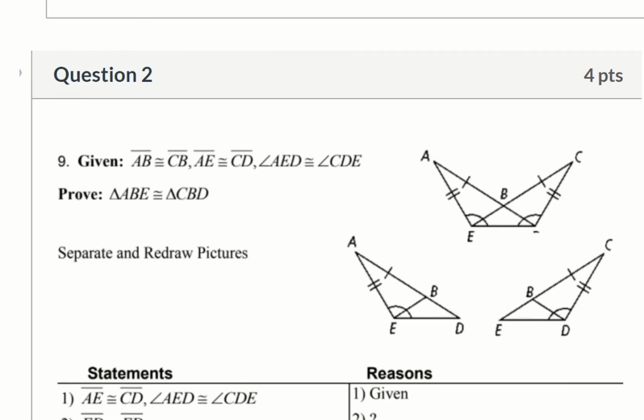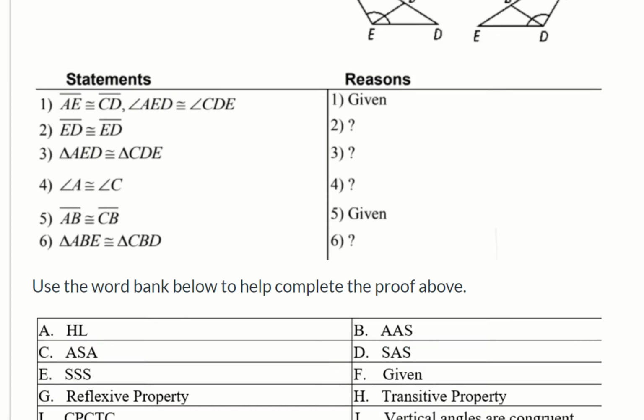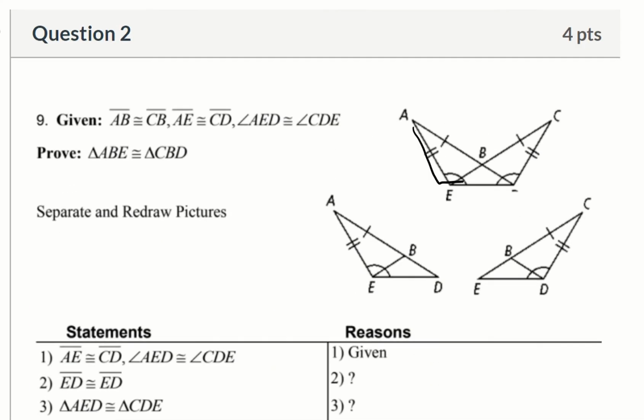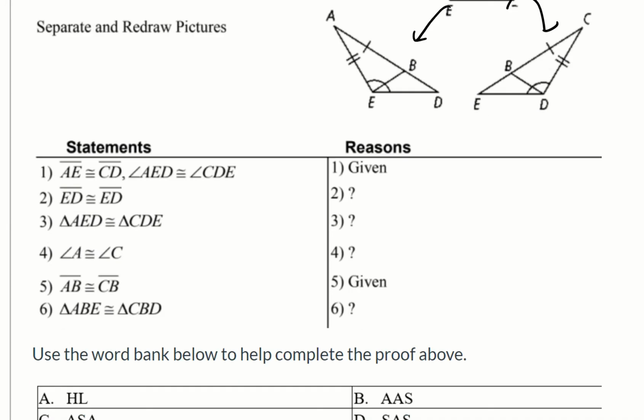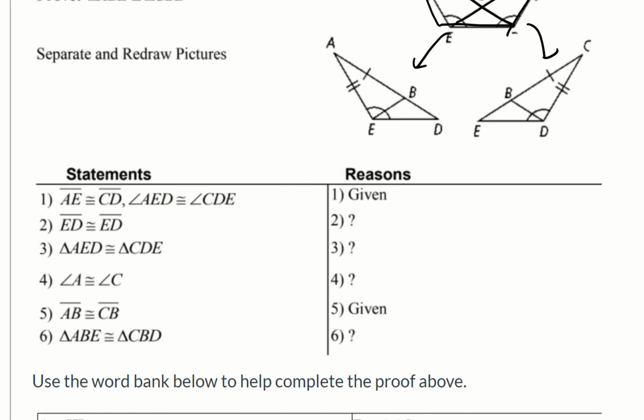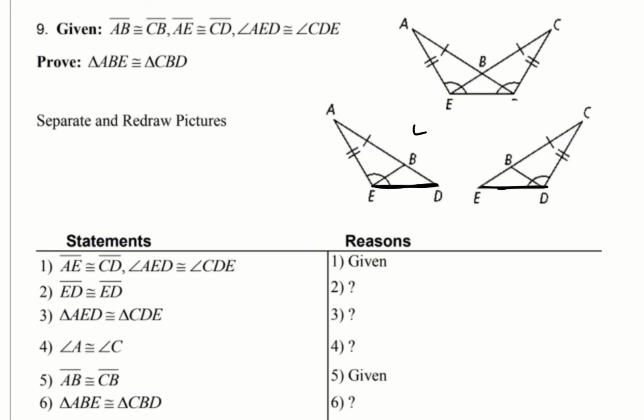Question 2, again we have two overlapping triangles here, and notice that when we separate these two triangles, we get this one and this one. So we separate and we draw pictures, and then we're basically filling in the proof. So we have ED is congruent to ED. Whenever you see something like this, where they share the same side, that's this one right here. You see ED and ED, they share it because originally they ended up sharing this side when they overlap. This is a D here, by the way.